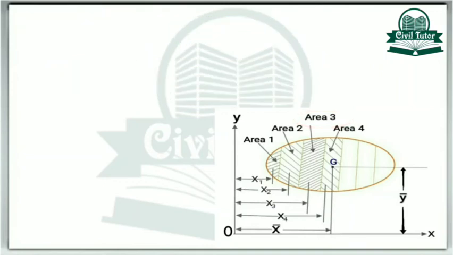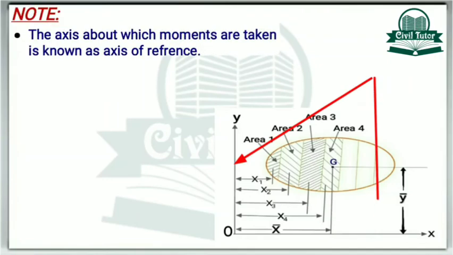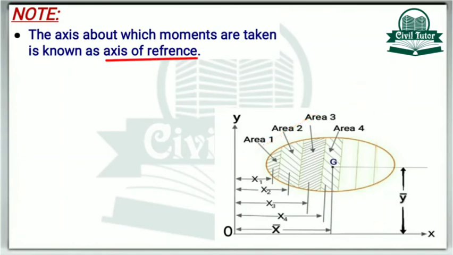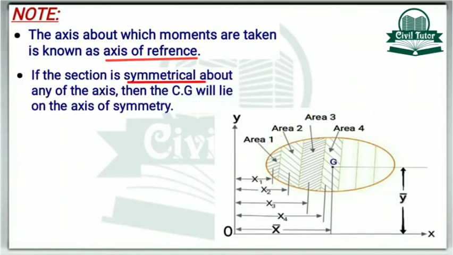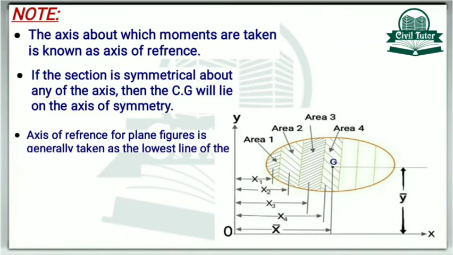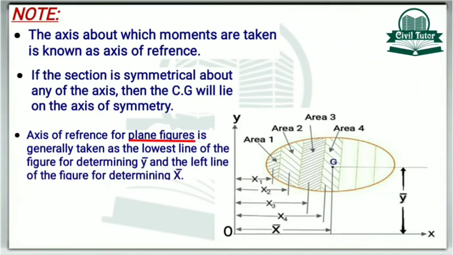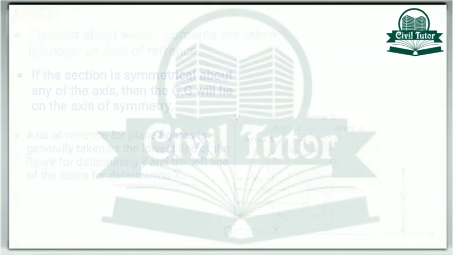Some important points to be noted down about this topic. The axis about which moments are taken is known as the axis of reference. If the section is symmetrical about any of the axes, then the centroid will lie on the axis of symmetry. The axis of reference for plane figures is generally taken as the lowest line of the figure for determining Y bar and the left line of the figure for determining X bar.